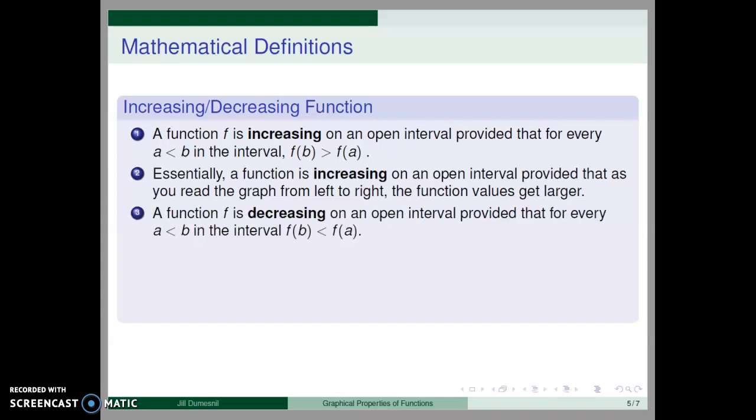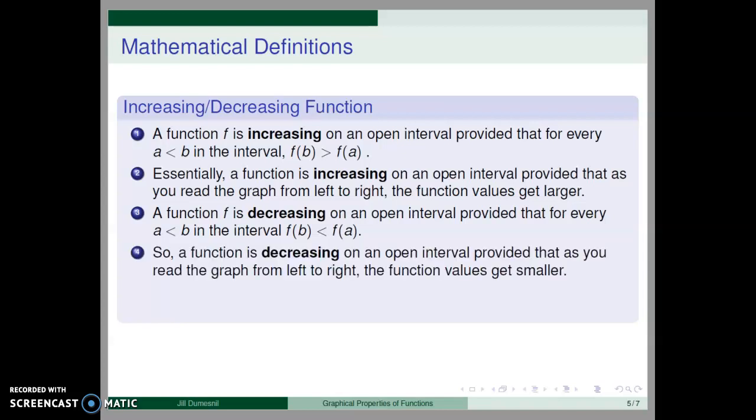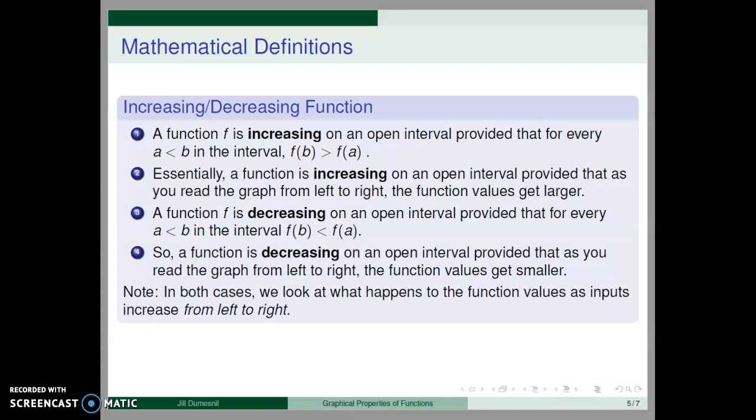Similarly, a function is decreasing on an open interval, provided that for every a less than b in the interval, f of b is less than f of a. This essentially says that as you read the graph, still from left to right, the function values get smaller. It's important to note that in both these definitions, we are considering what happens to the function values as we read the graph from left to right.